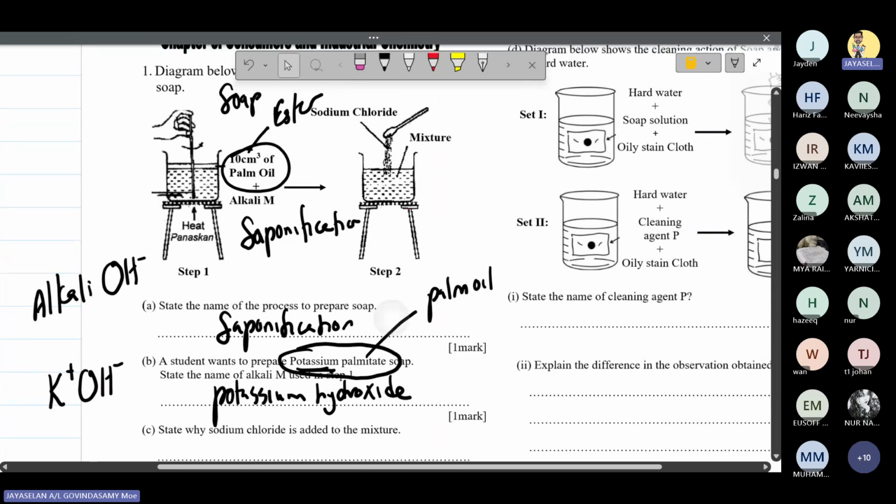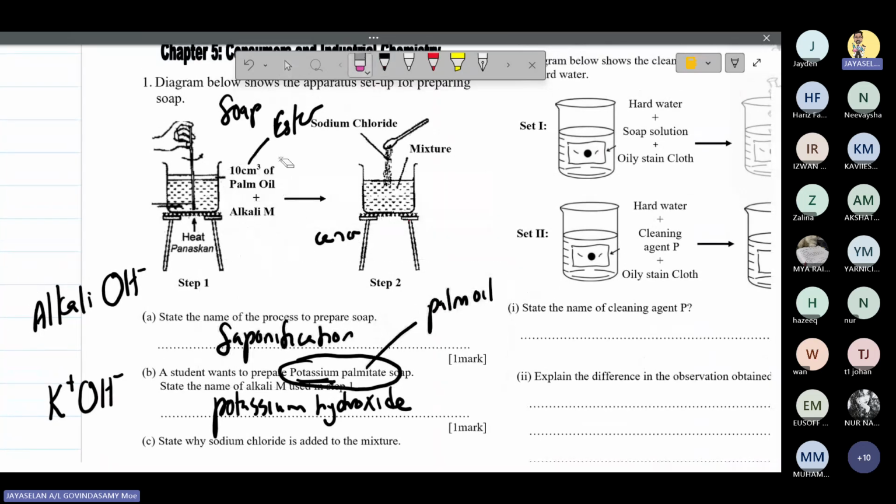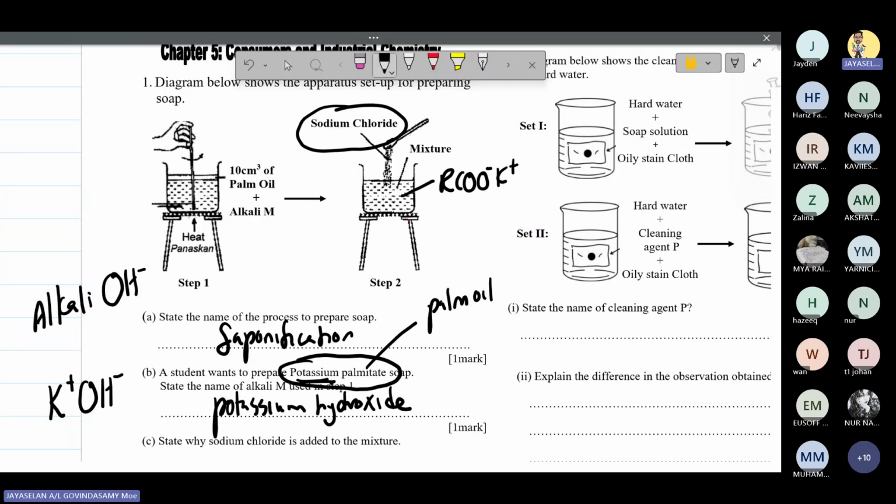Then di sini kan, this one, okay, so saya lukiskan. Okay, dah dapat? Dia bagi macam ni. So this is RCOO negative, K positive. This is soap. Okay, then remember this ion is soluble ion. Very difficult to dapat solid, you know. So if you want to dapatkan solid, you have to add sodium chloride. Once you add sodium chloride, you can see a lot of white color solid form. And this white color solid is soap.